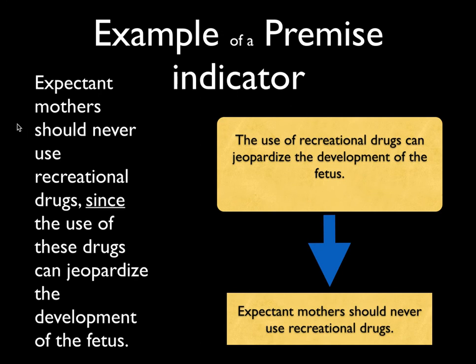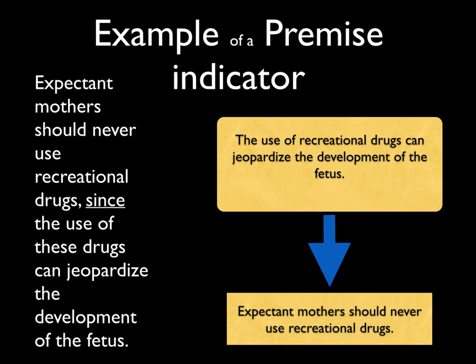Let's look at an example of a premise indicator in action. Expectant mothers should never use recreational drugs since the use of these drugs can jeopardize the development of the fetus. In this example, since is our premise indicator, and this tells us that everything after it is our reason. So over here on the right, the use of recreational drugs can jeopardize the development of the fetus. That's our reason, but the conclusion of that argument is expectant mothers should never use recreational drugs.